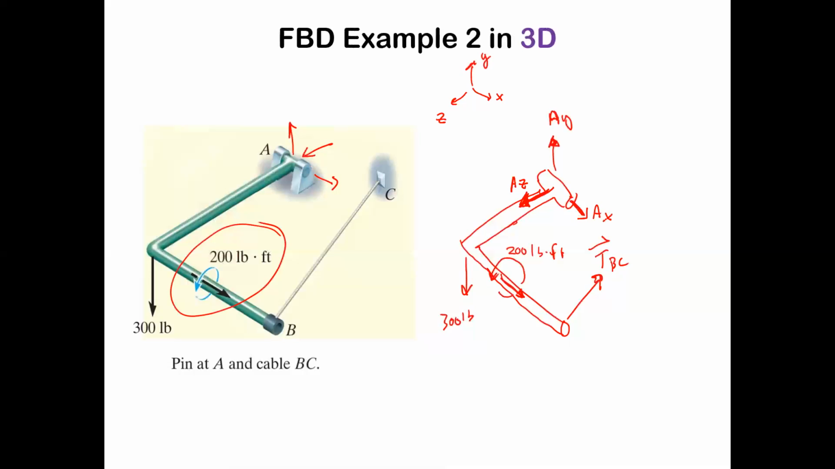What about moments? What reaction moments might that thing apply? Can anyone see what axis there might be a reaction moment about? Y. Good. Yeah, it's not going to allow it to rotate about the y-axis, right? That would mean it would have to kind of rotate that way. It's not going to allow that. So we'll have a reaction moment, and we can call it MAY.